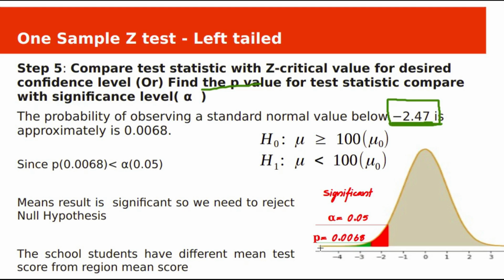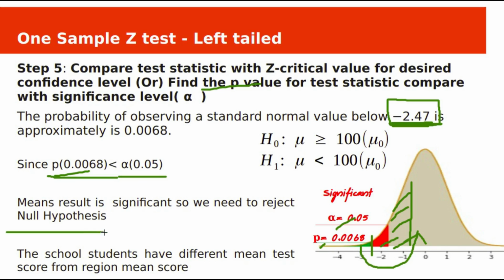You need to compare this p-value with alpha. Alpha here is 0.05, and the p-value is less than alpha. So results are significant. You can reject the null hypothesis. If the p-value is more than alpha, you cannot reject the null hypothesis. That means if this green region extends up to here, observing that particular z-score has a higher probability, then you cannot reject the null hypothesis. But observing this minus 2.47 z-score has very low probability, so this is very unlikely under the null hypothesis, so you have to reject the null hypothesis.